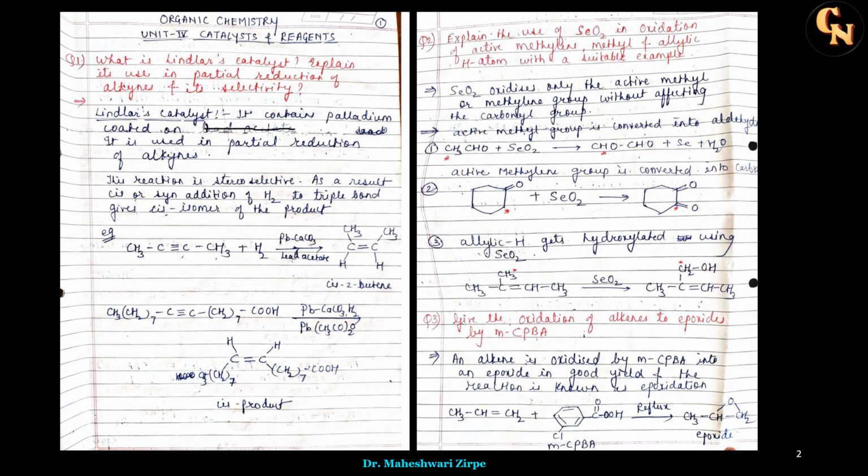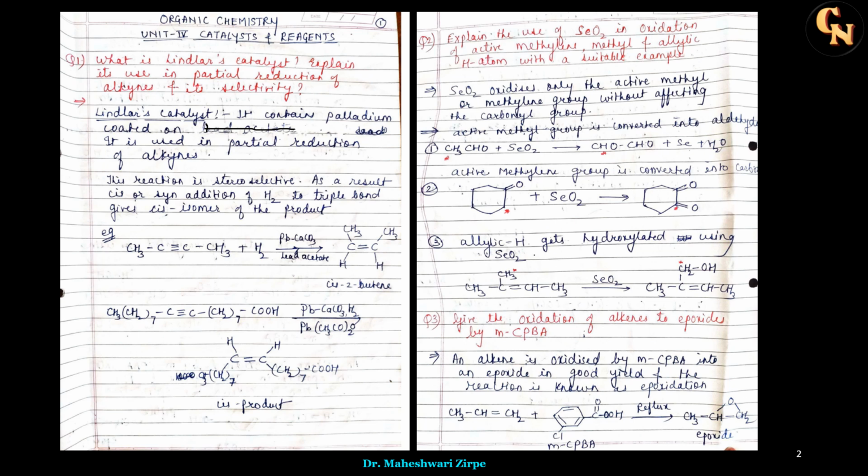And this reagent is used for partial reduction of alkynes. So this reaction is stereoselective, and as a result we will be getting the products which will be cis isomer. So let us see the example.